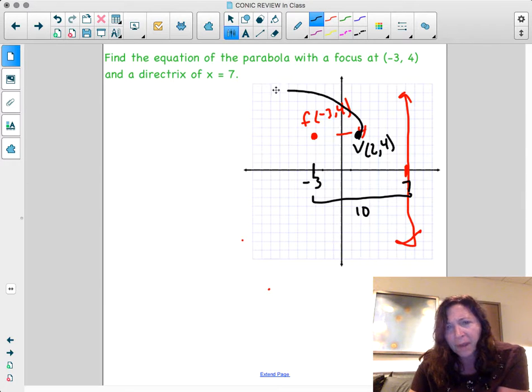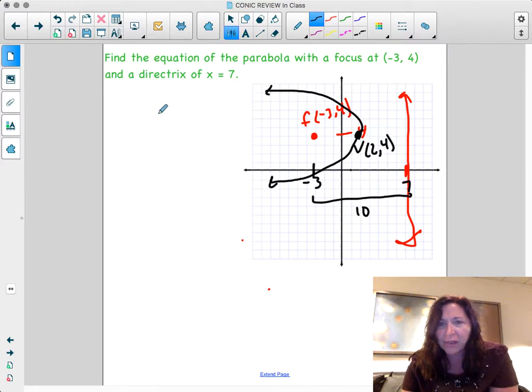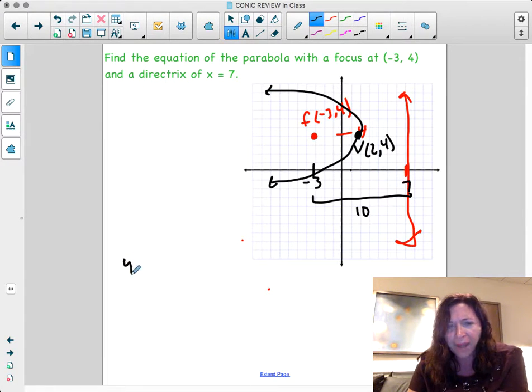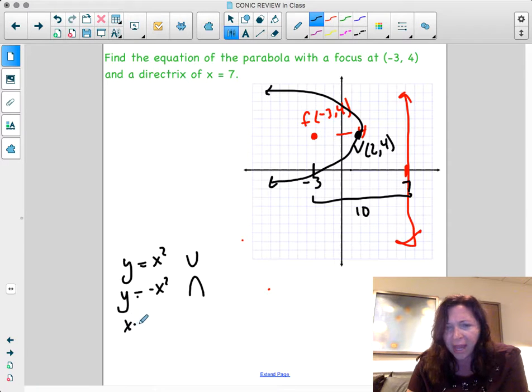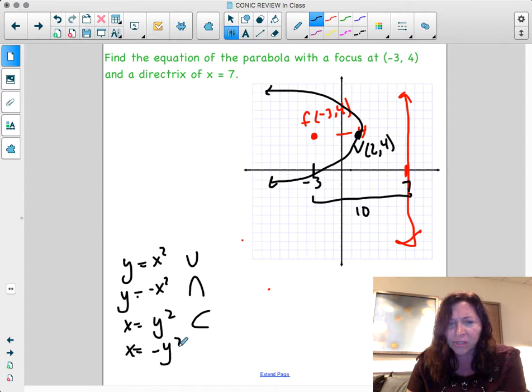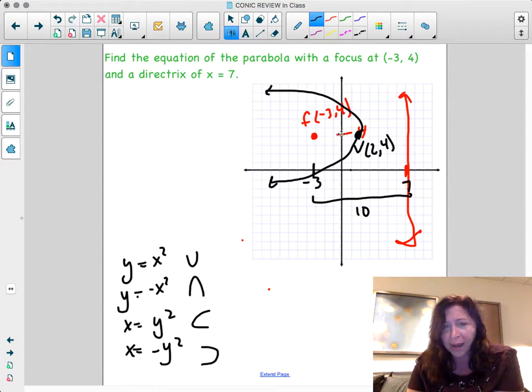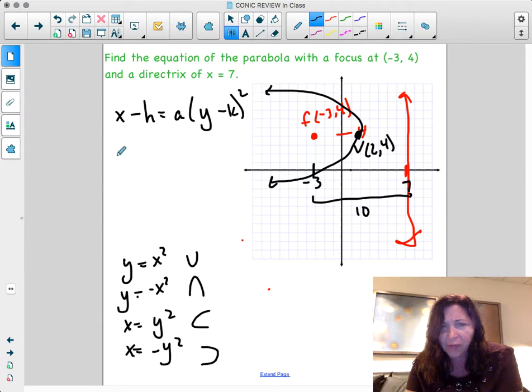So that means that my graph is going to curve around like that. Okay, so what we have now is, remember, my graphs, if I had y equals x squared, my graph would look like that. If I have y equals -x squared, my graph does that. If I have x equals y squared, my graph goes to the right. But if I have x equals -y squared, my graph goes to the left, which is what I have here. So remember, h always goes with x. So we're going to go x minus h equals my a times y minus k quantity squared. So that's my equation right there.